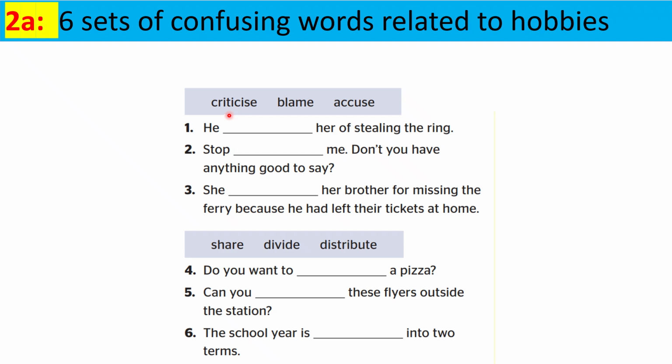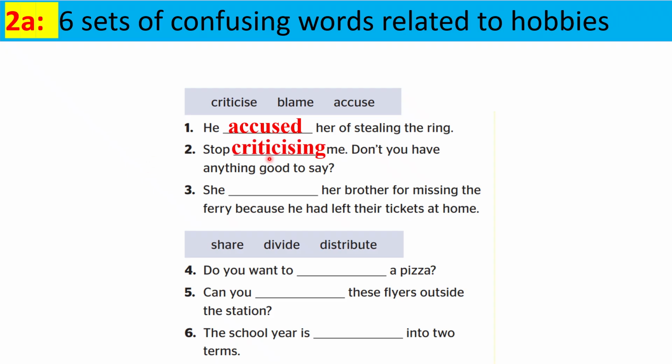The next set, we have the verbs criticize, blame, and accuse. In the classroom, we focus on the prepositions. If you have of, so we use accuse. So he accused her of stealing the ring. So the preposition of means we need to use accuse.